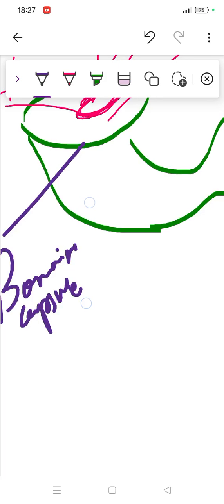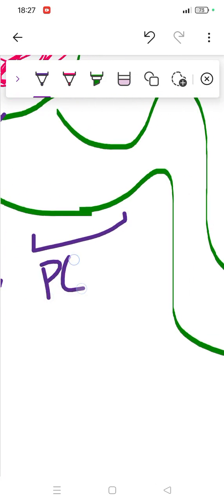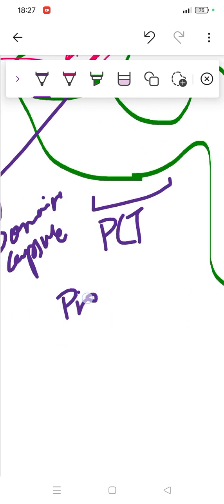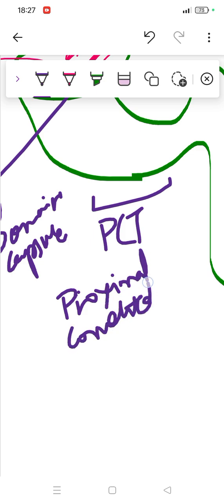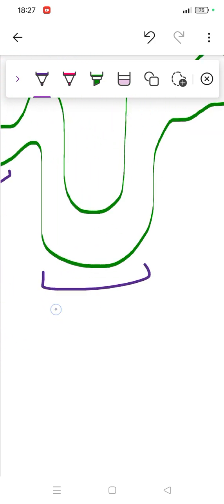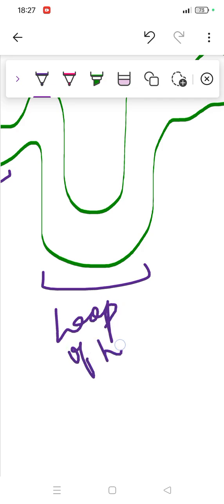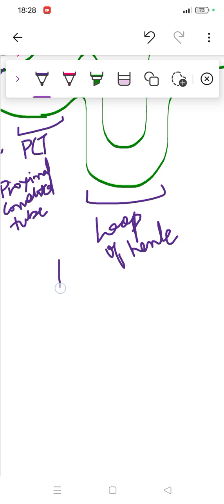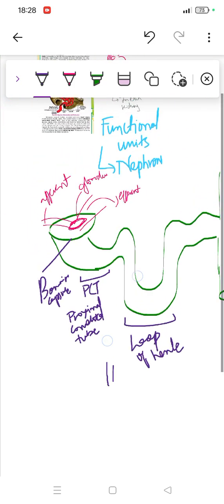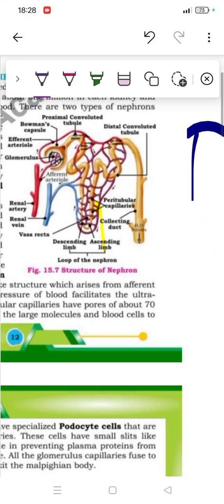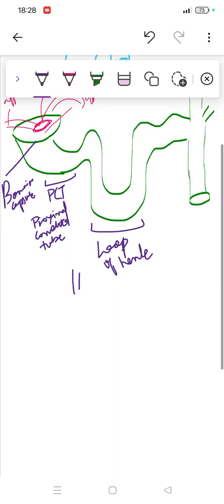Right here, this region is called the PCT, which is the proximal convoluted tubule. Okay, let me write it, proximal. And here this is called the loop of Henle, which has two types. Before that, the loop of Henle is kind of this structure. It basically has an ascending and a descending limb. It's not possible to show here, so let me just make it out. You'll see a structure like this one.